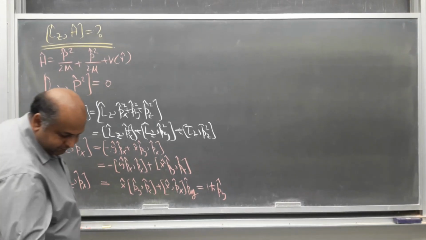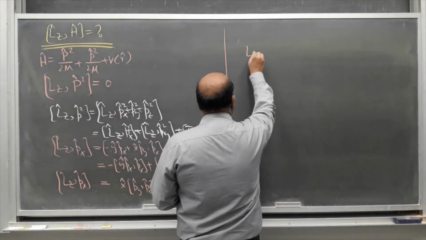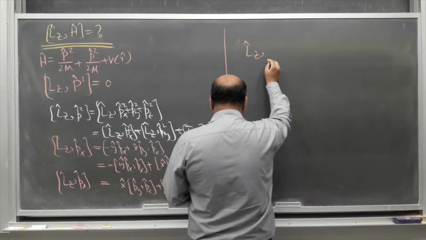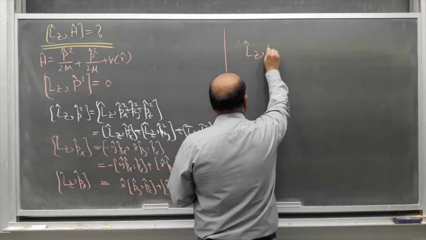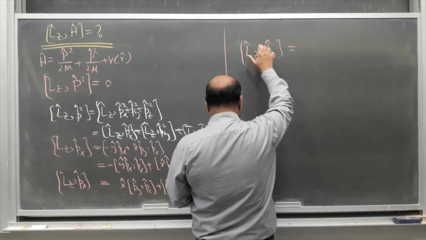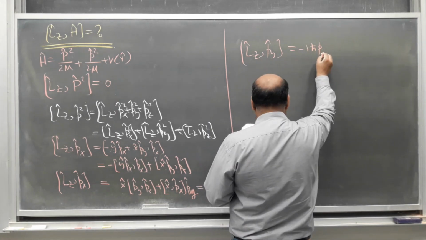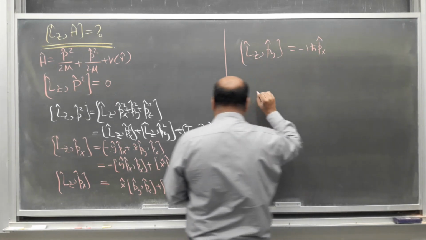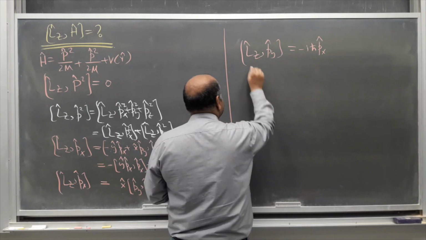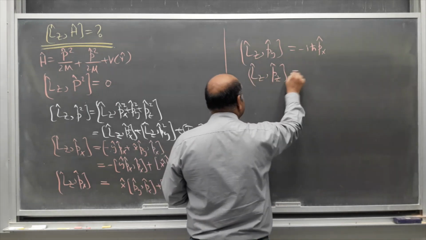Similarly, if you find Lz py, you can put them here and expand. You see that it is minus iota h cut px, and Lz pz is 0.